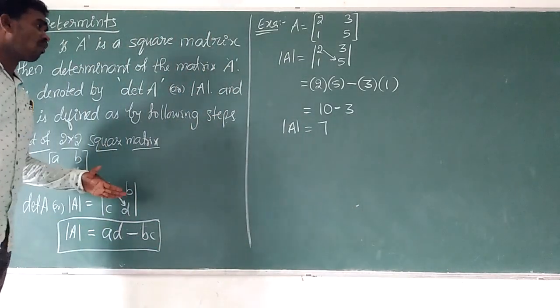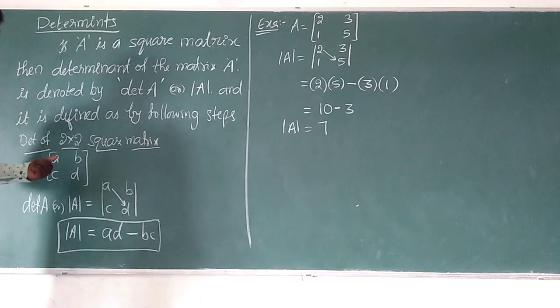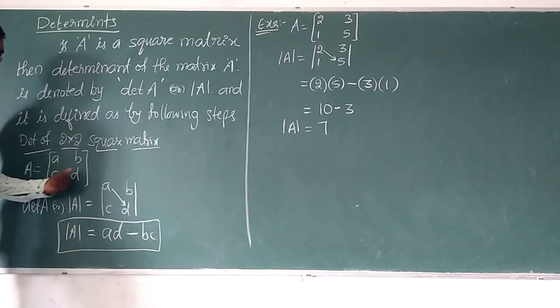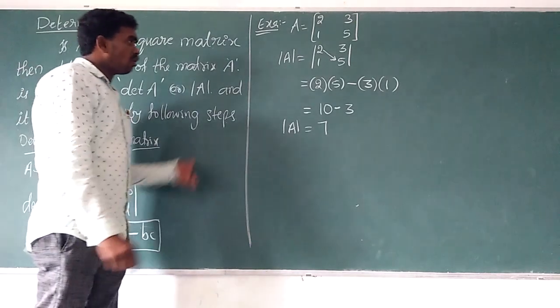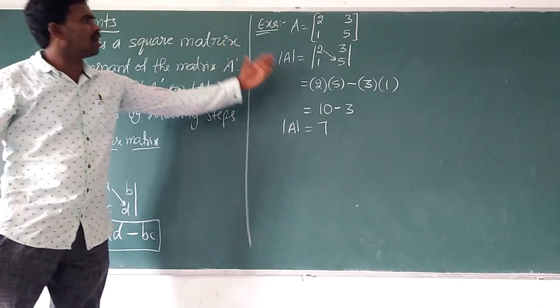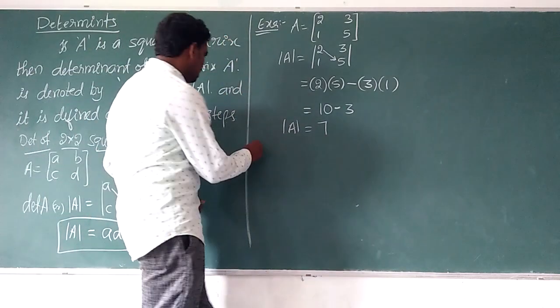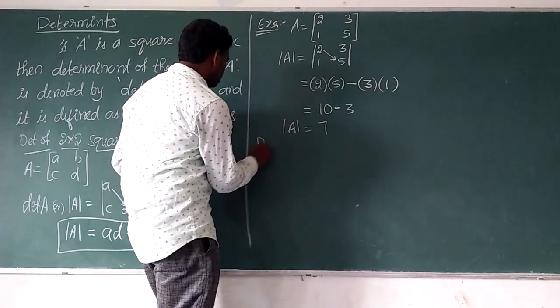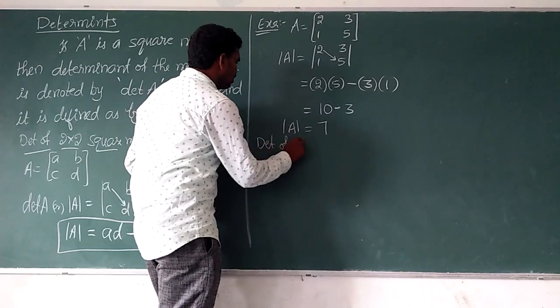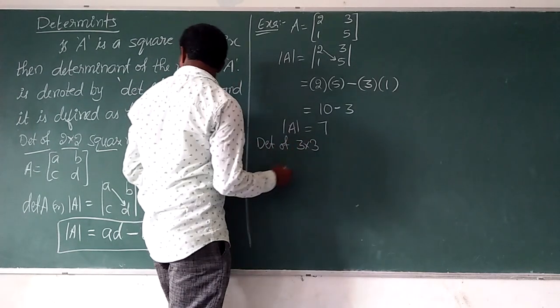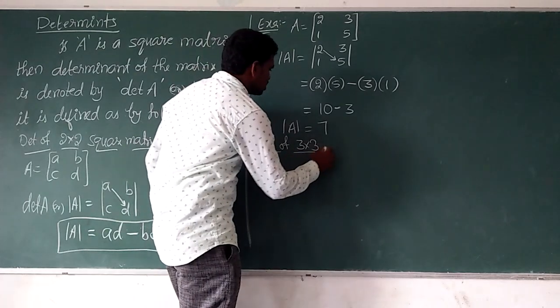So this is how to find the determinant of a 2 by 2 square matrix. All 2 by 2 square matrices can be done in this way. And step 2, second, the determinant of a 3 by 3 square matrix.